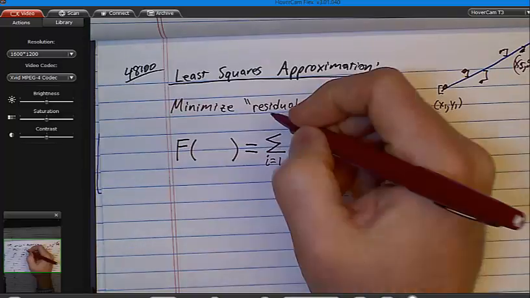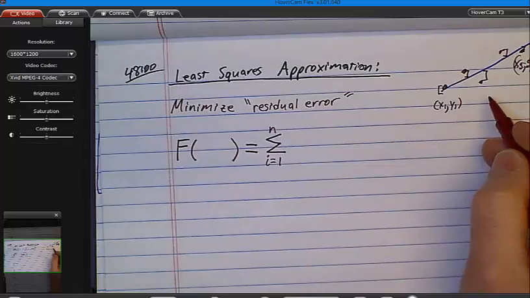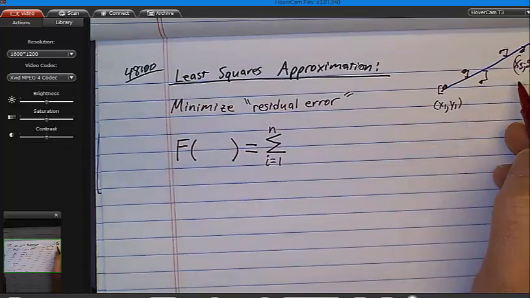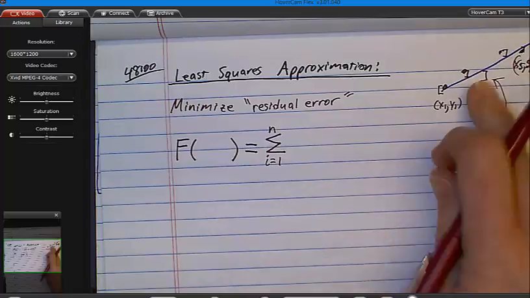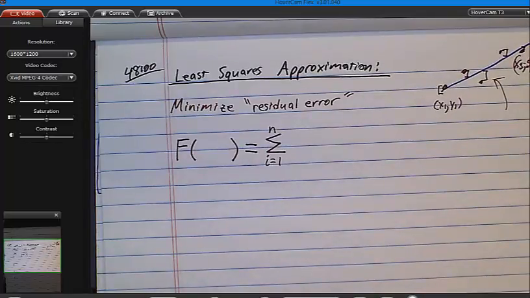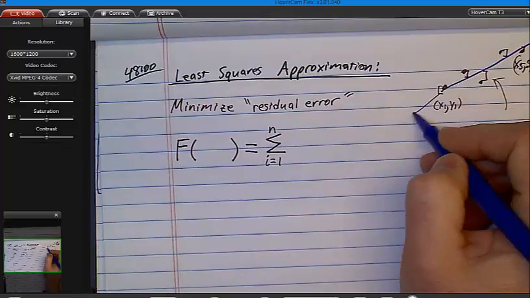N. Yeah, 5 in our case, right? In my picture here, n is 5. I'll put n so that we can make it whatever we want. And so what I want to do is I want to add up all of these distances, right? And so what's the equation of the blue line?